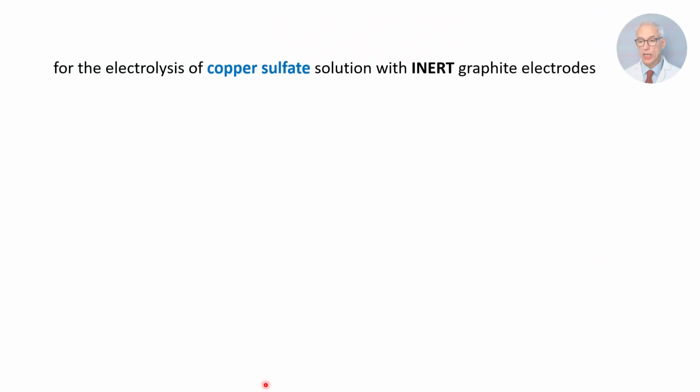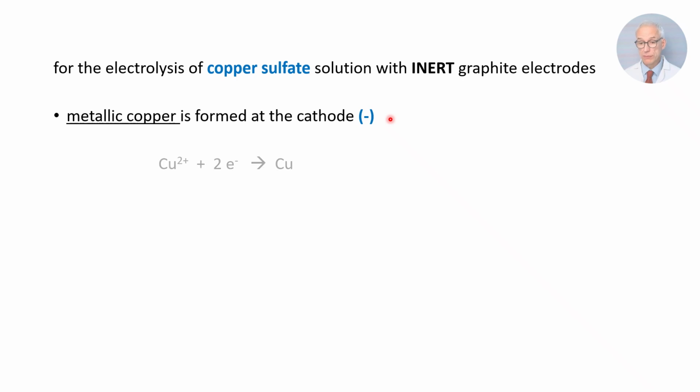So let's look at the electrode reaction half equations, the ionic half equations at each electrode. At the cathode, we saw that metallic copper is formed. Copper 2+ plus 2 electrons goes to form copper. Is that oxidation or reduction? Speak out an answer.